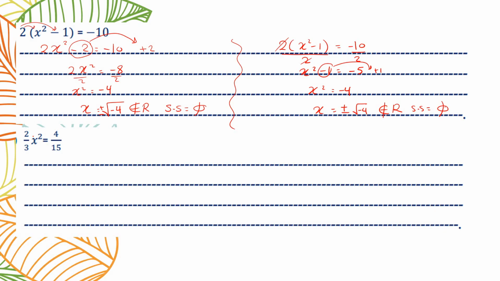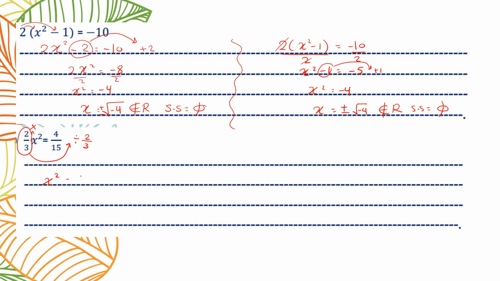Here, what shall we do? I have to know what operation is between them in 2 over 3 x squared equals 4 over 15. Some of you can say that I have normal times here. So what is the opposite of times? It will be divide. So I will go to the other side and divide by 2 over 3.